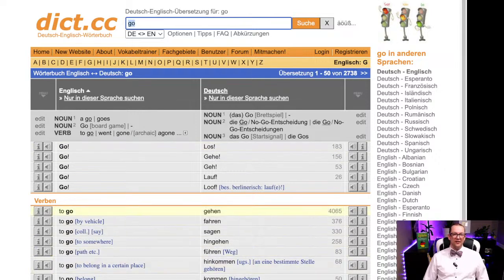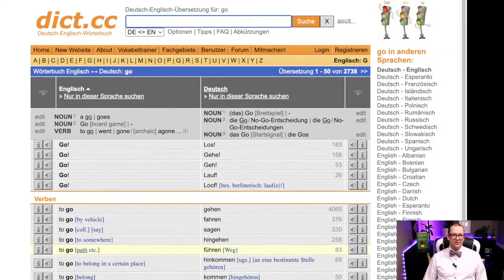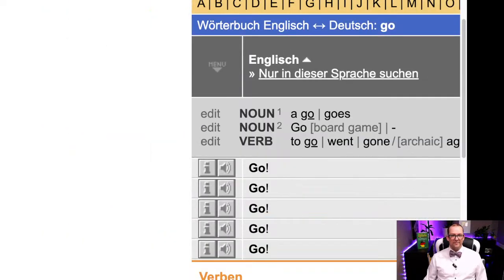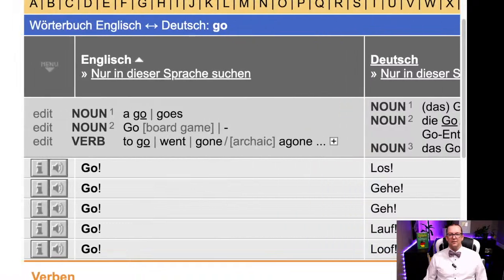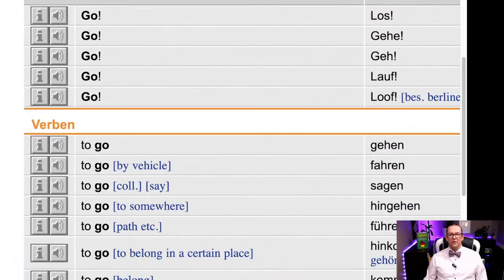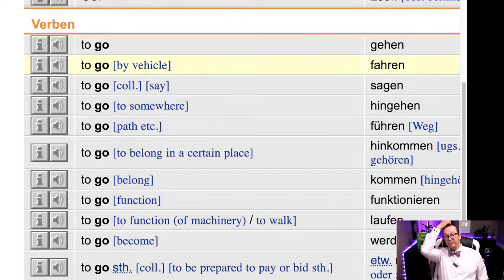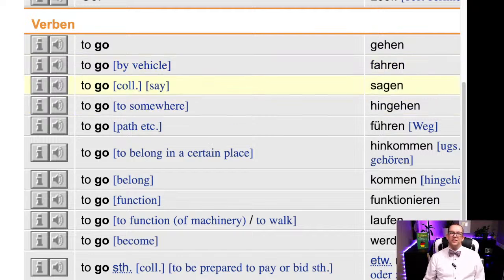Then we have down here a list of other ways to say go. But what I like about this is that instead of just saying the verb to go, we also have off to the side here what way they mean this. So to go in general is just gehen. Generally speaking, they mean this to be the walking version of going, but it could be whatever you want. Then we have to go by vehicle, which gives us the verb fahren. We have the colloquial version, which is to say.